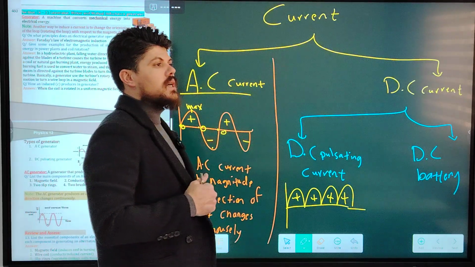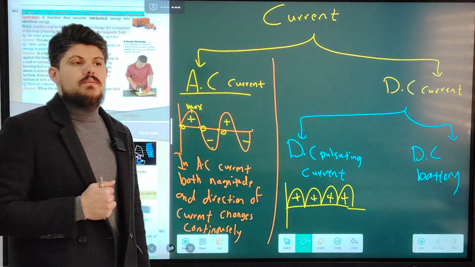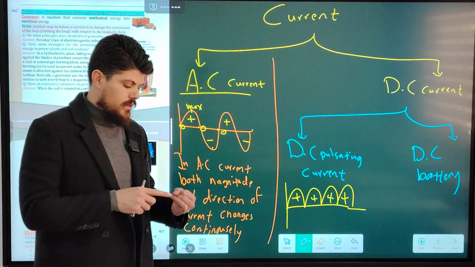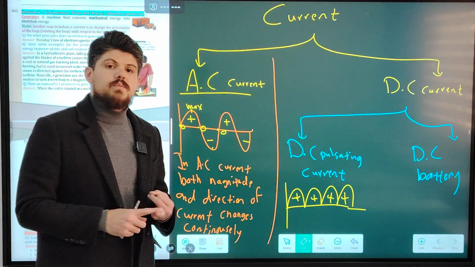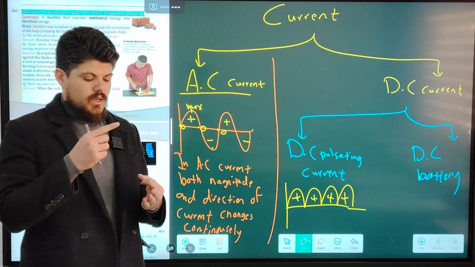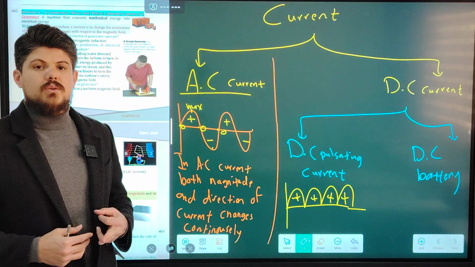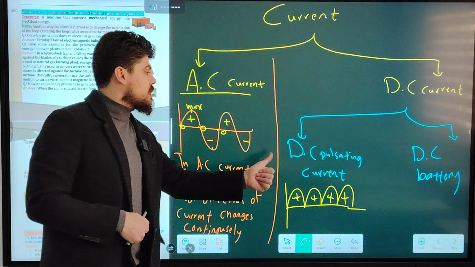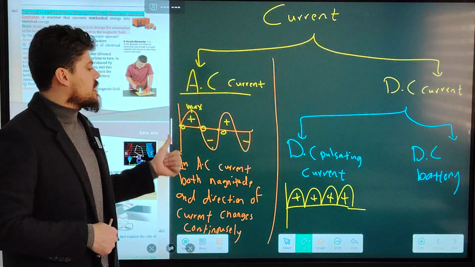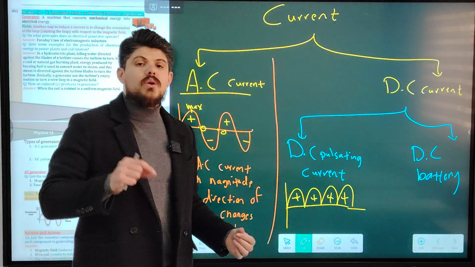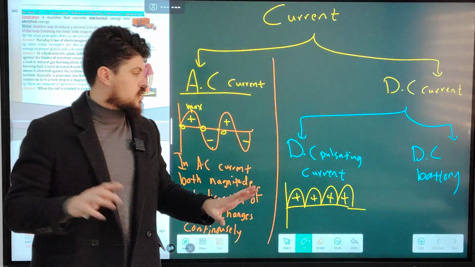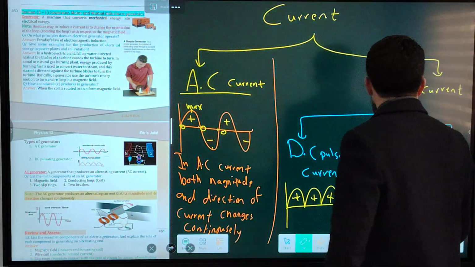In which of the following currents does the direction not change? AC, DC pulsating, DC battery, or both DC pulsating and DC battery? What is the difference between DC pulsating current and AC current? In DC pulsating current, only magnitude changes. Direction doesn't change. How about the DC of a battery?